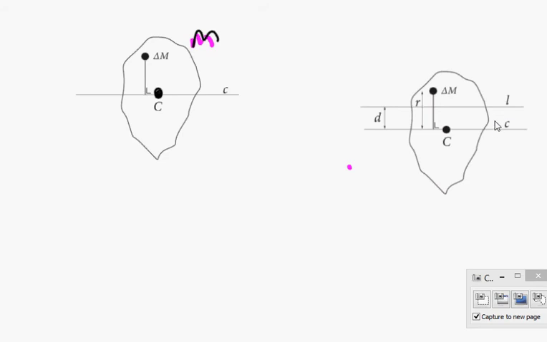Now, we want to prove this formula: IL, the moment of inertia about the new axis that's parallel to the old axis, equals the moment of inertia around the old axis plus the total mass of the object multiplied by the distance squared, where d is the distance between the two axes. It's worth knowing before starting the theorem proper that the variable r represents the distance between each piece of delta m and the axis C.